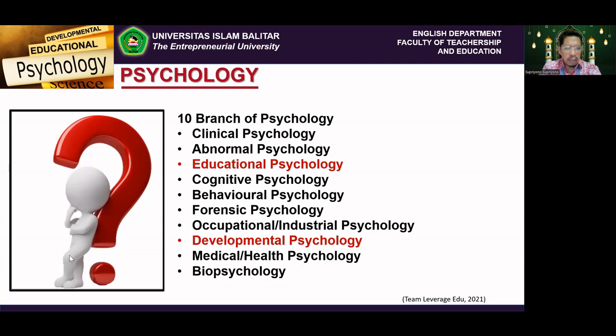Just to know, there are at least 10 branches of psychology: clinical psychology, normal psychology, educational psychology, cognitive psychology, behavioral psychology, forensic psychology, occupational industrial psychology, developmental psychology, medical and health psychology, and biopsychology. Our concern today is that we will learn about developmental psychology and educational psychology.